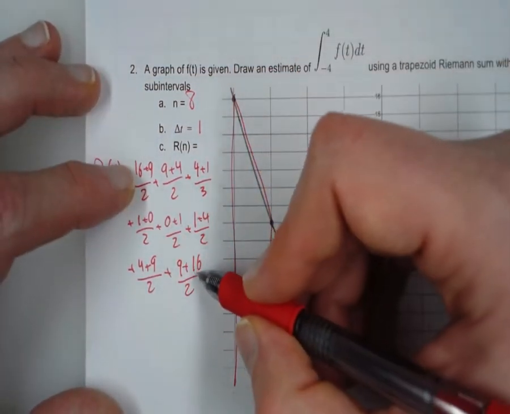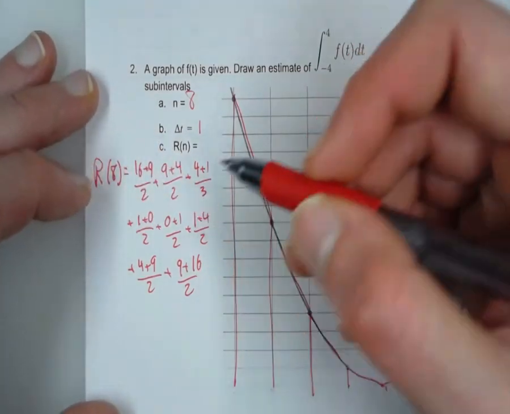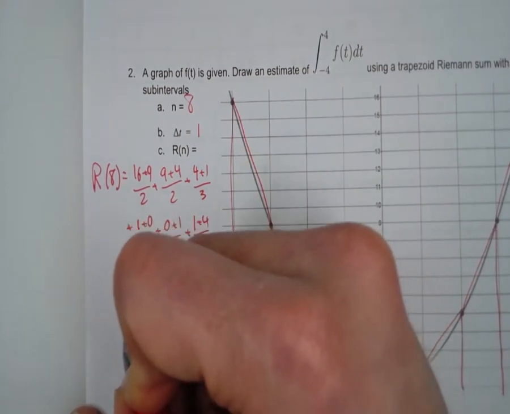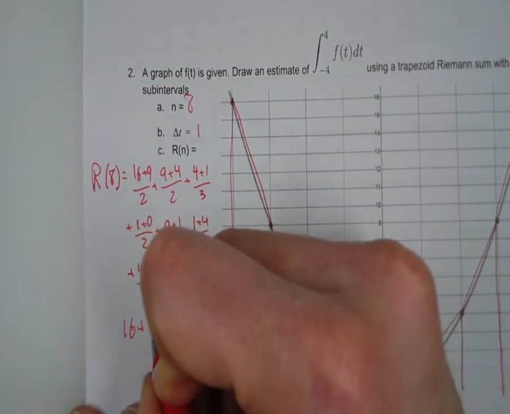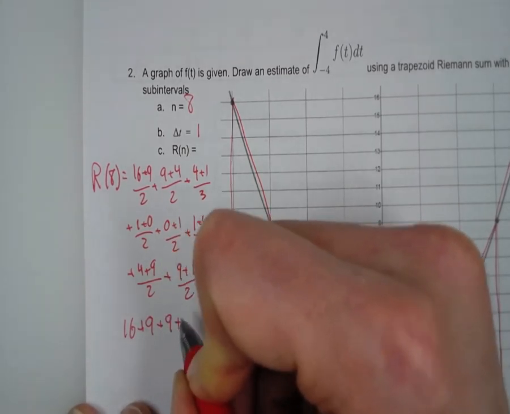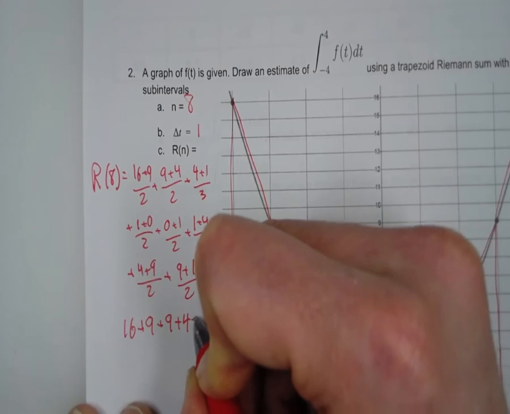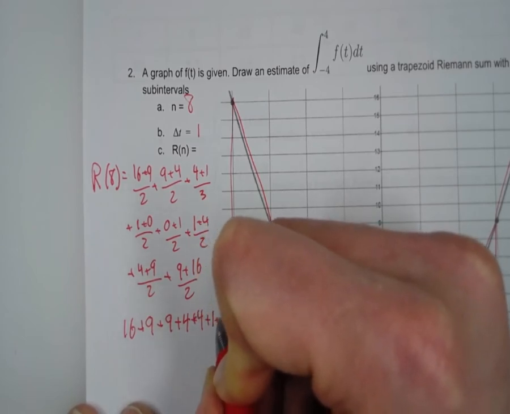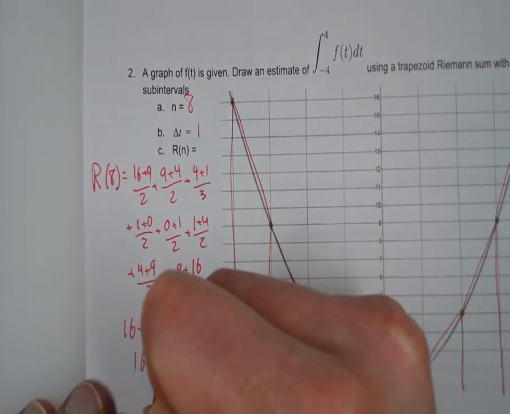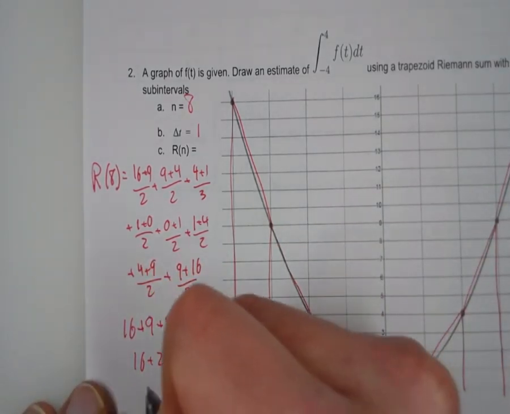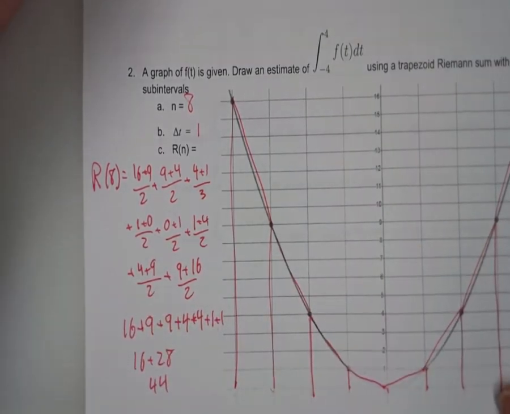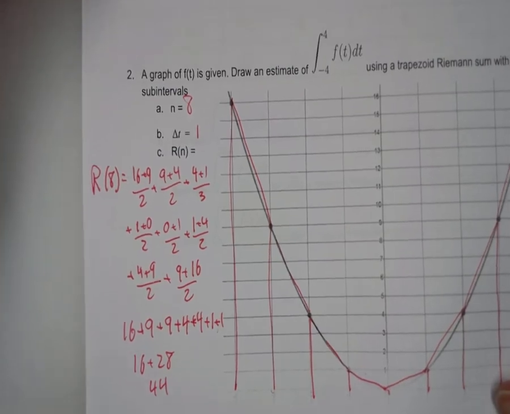Now what's nice is, if you notice, 16, 9, 9, 4, and all that, they just show up twice. So this all simplifies to just 16 plus 9 plus 9 plus 4 plus 4 plus 1 plus 1. So that's 20, that's 16 and 28. And so that's going to be 44 is what we get. All right.